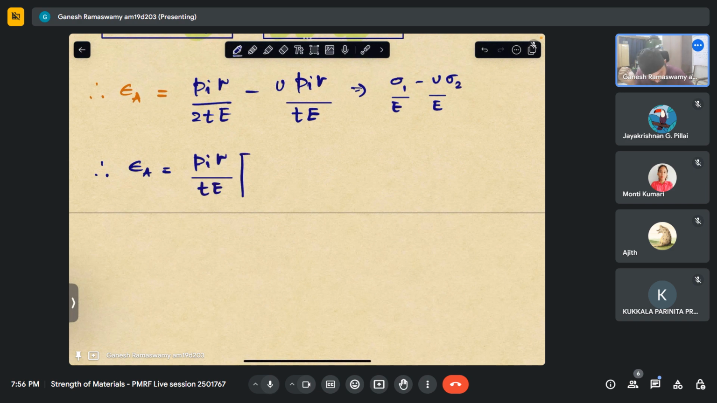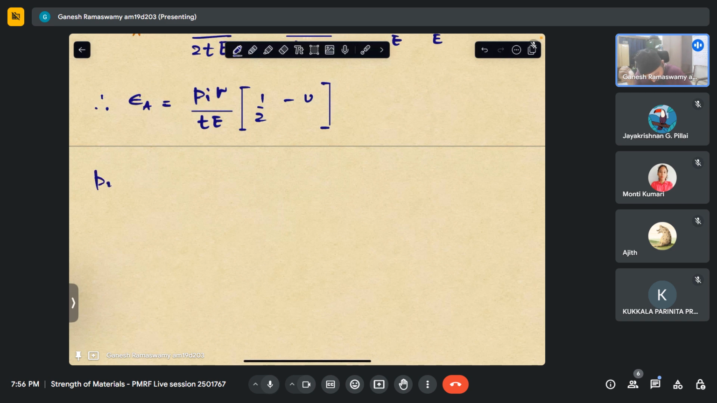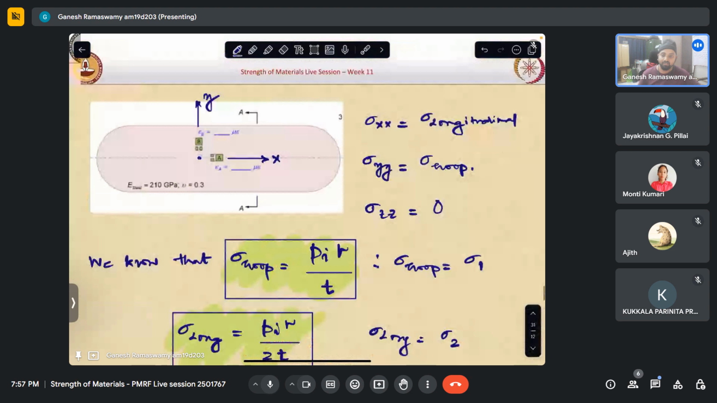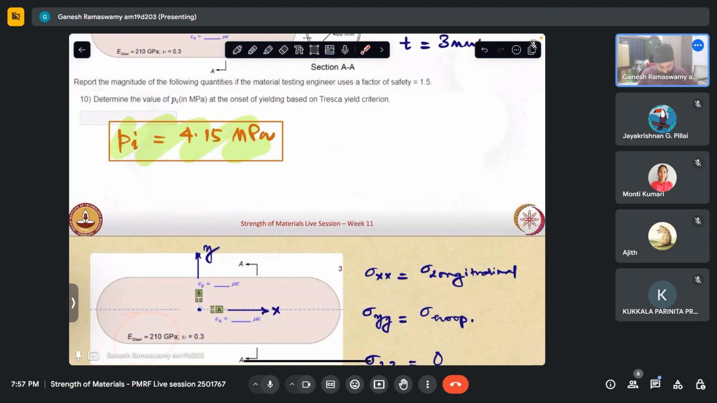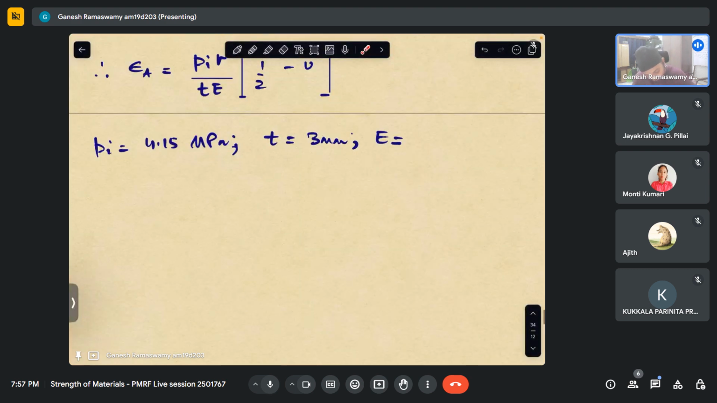And we know that Pi is 4.15 MPa, thickness is 3 mm, and E must be given in the question somewhere. For the material, E is given to be 210 and mu is given to be 0.3. So let us go ahead and substitute that. So this is 210 GPa, mu is 0.3, R we know is 200 mm.